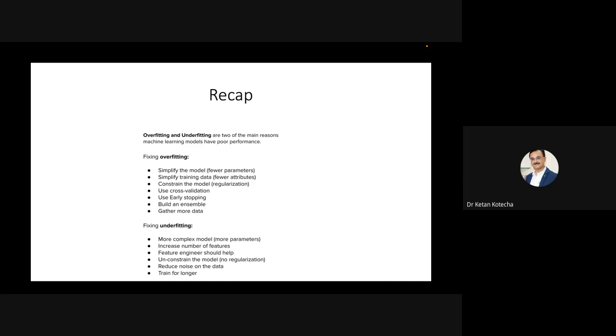And if there is a lot of noise in the data, there's a way to find out noise like missing values or inconsistent values, which is an entire data mining course. You can do that as well, or train for longer. It's like remedial classes for the students. So these are the methods for that.